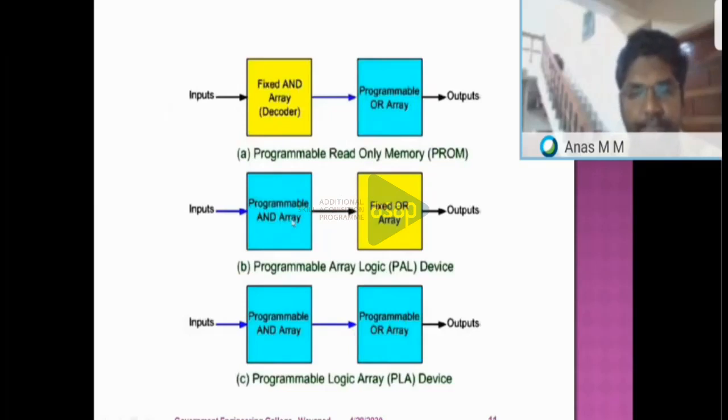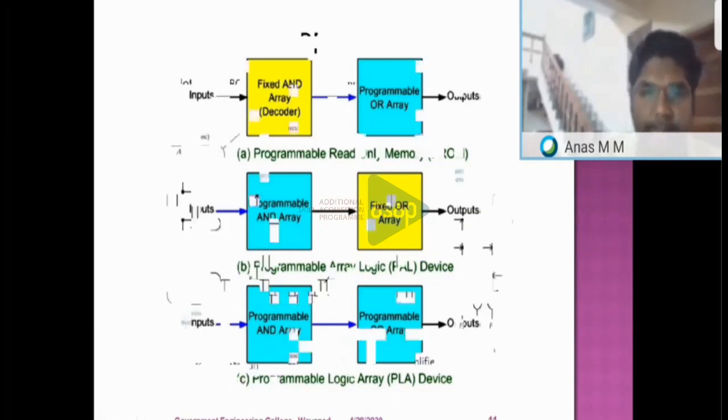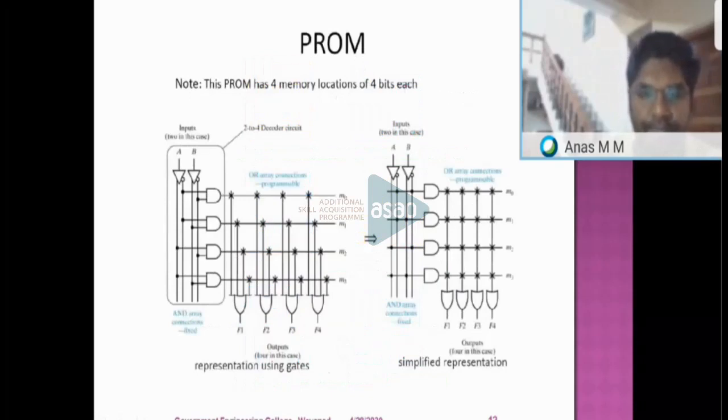The second category is programmable array logic, or PAL. This is just the opposite of PROM: the AND array is programmable and the OR array is fixed. The third one is programmable logic array, or PLA. In this case, both the AND array and the OR array are programmable. So these are the three classifications of programmable logic devices. And this is the structure of PROM.